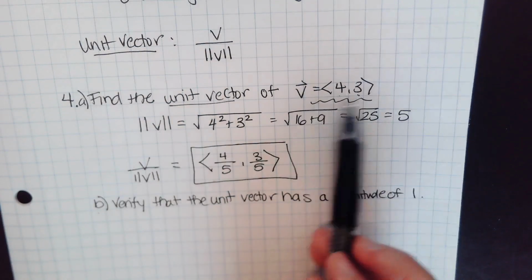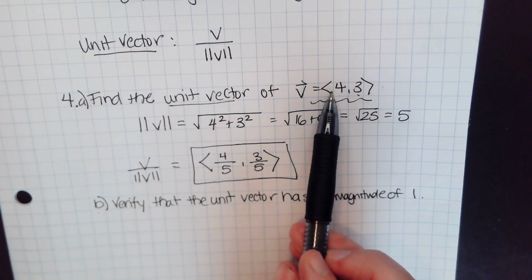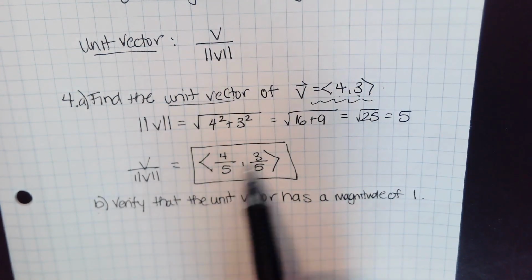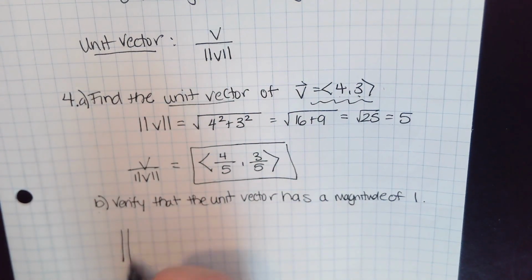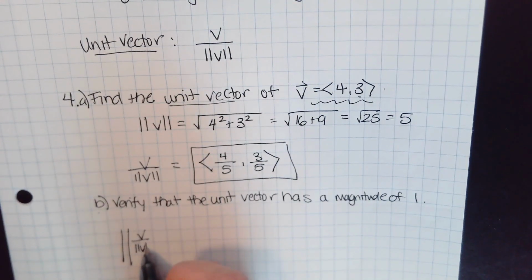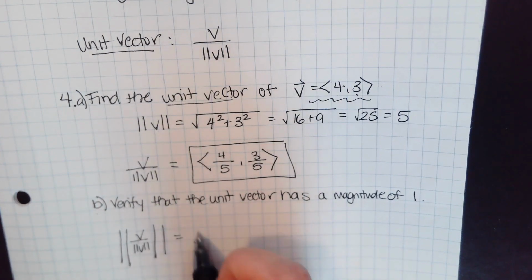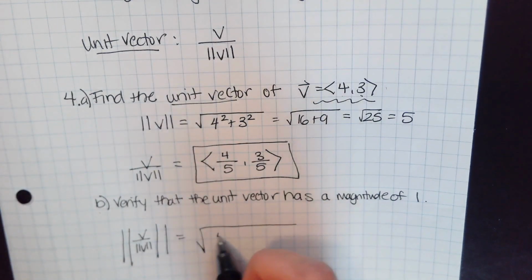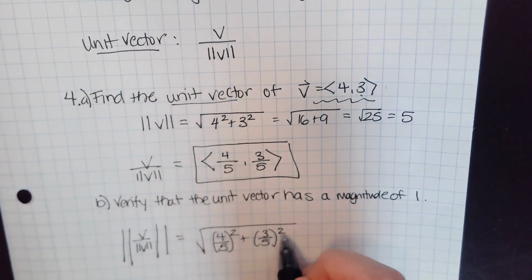To do that, we took our original vector, we found the magnitude of it, and then we divided that original vector, the 4 and the 3, all by that magnitude of 5. So we got 4 over 5 and 3 over 5. Now let's find the magnitude of that. Remember, it's component form again. So the initial point is 0, 0, and this is your terminal point. So all I have to do is take 4/5 squared plus 3/5 squared.